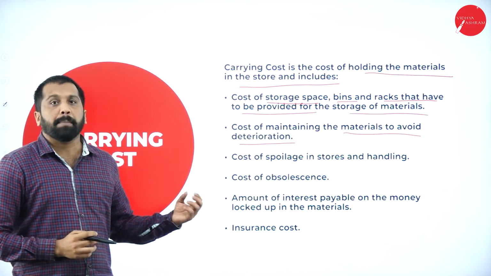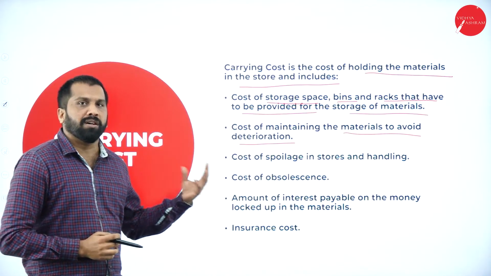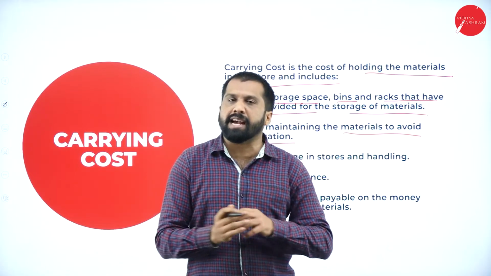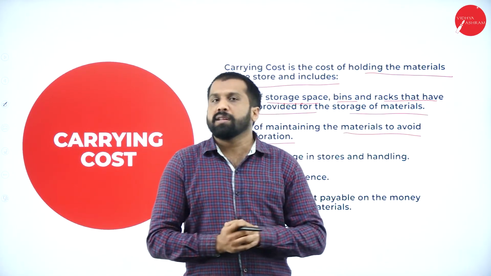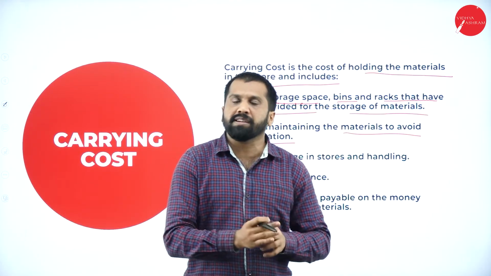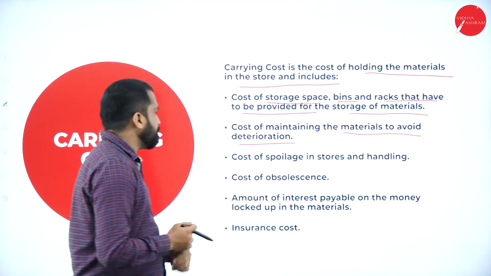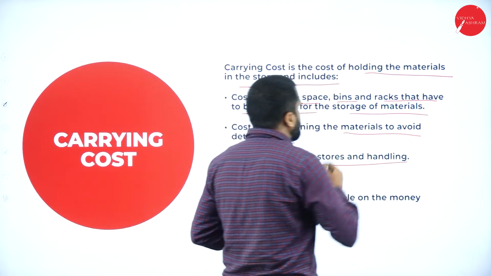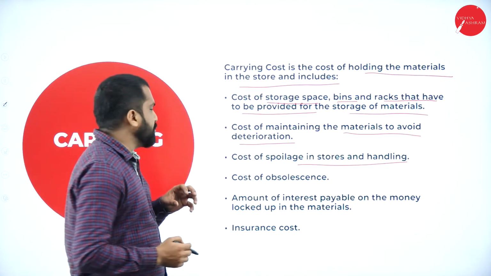Deterioration means perishing, damaging, all those. So simply you cannot keep all the vegetables. Can you dump them in the room? No, you have to check whether they are properly kept, whether they have perished or not. You have to check. Cost of spoilage in stores and handling, so the spoilage will be reduced.